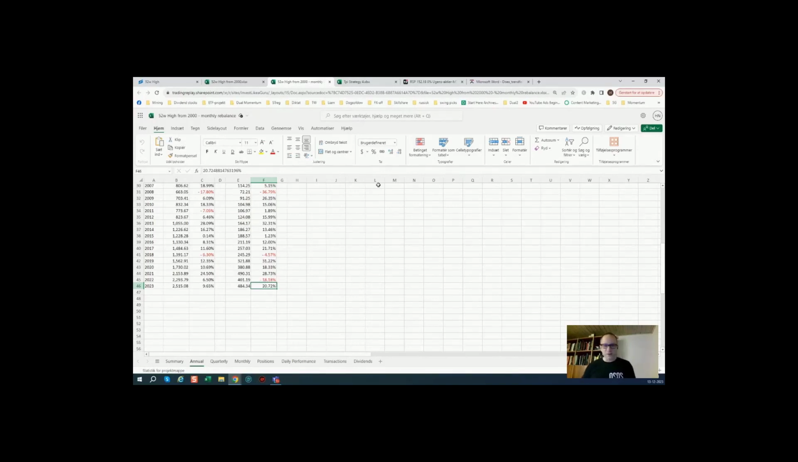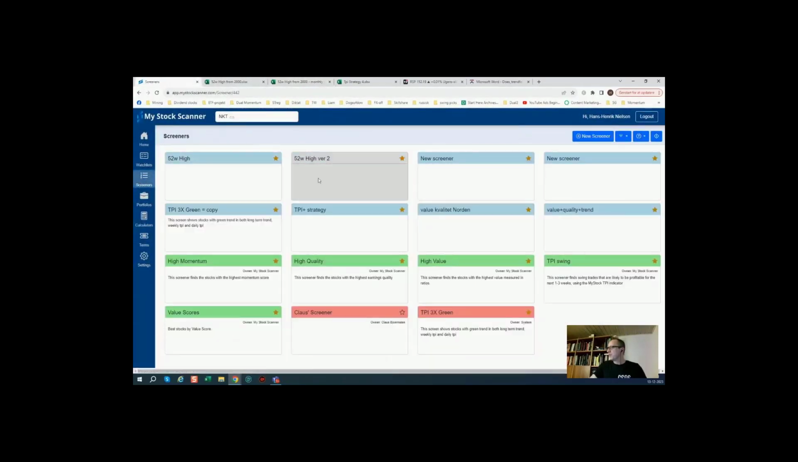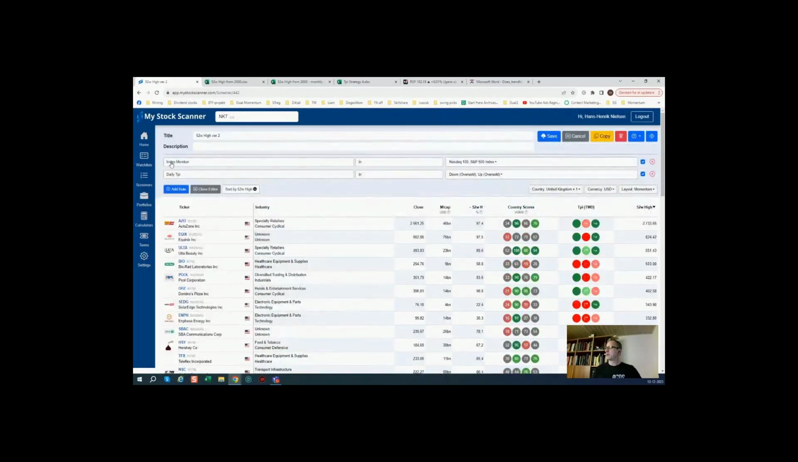All right. Now the rules for this strategy that is so much better. Well, it is actually very simple. We go into the screener here, and we have the 52-week high version 2. Now, what are we looking at here? Again, we have said that the index member should again be NASDAQ 100 and S&P 500.